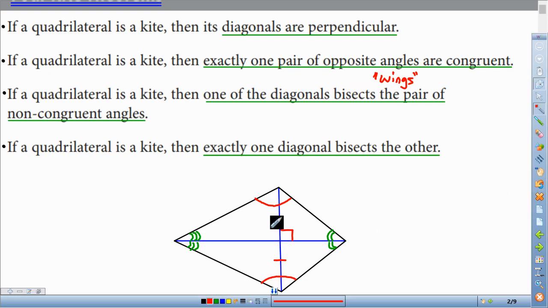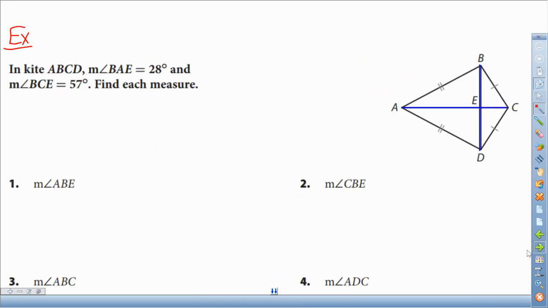Okay, so this drawing of this kite that we drew is a really good thing to refer back to. This has all four of these new rules on it. This is, at a glance, the best thing to look at. The rest of this lesson is basically using these rules, so let's try them out.